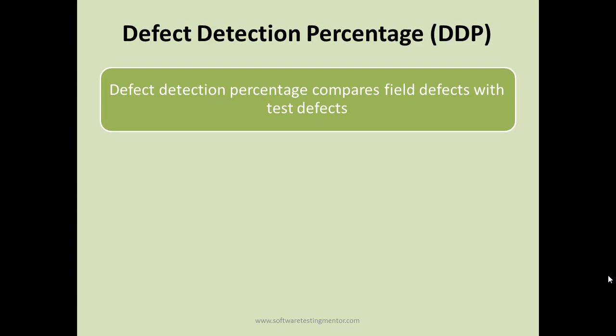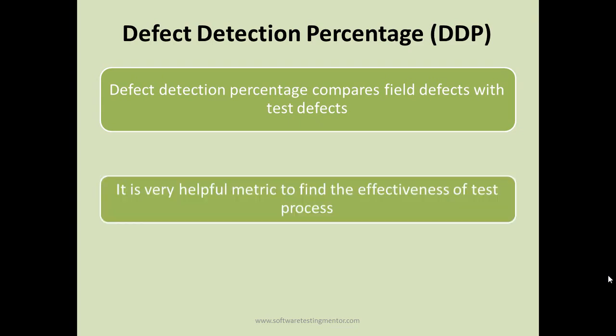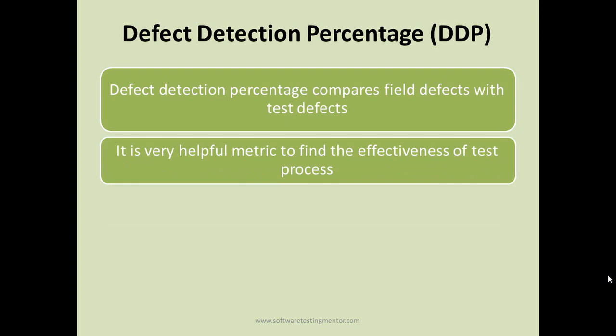And test defects are the defects which are found during the software testing life cycle. So during that life cycle, whichever defects are found, those are known as test defects. And once the software is deployed and in the maintenance phase, those defects are known as field defects. So defect detection percentage compares field defects with test defects. It is a very helpful metric to find how effective the test process is.